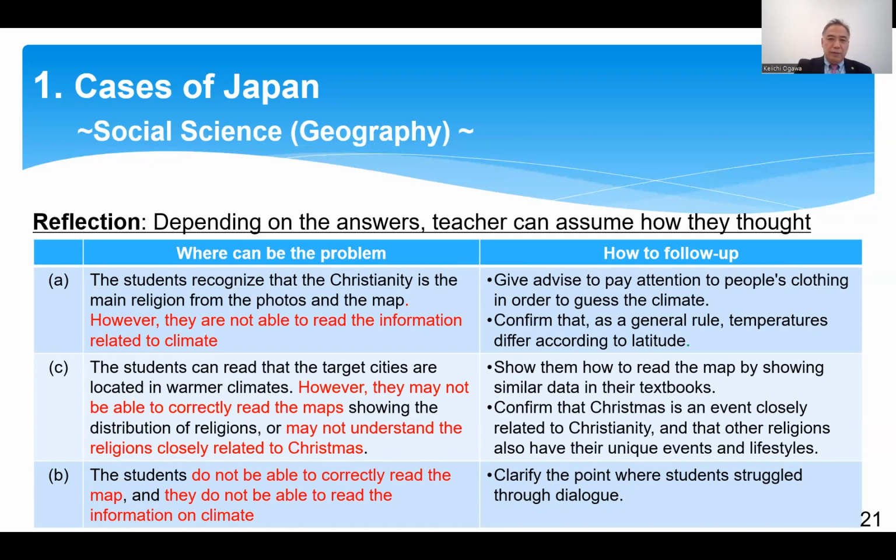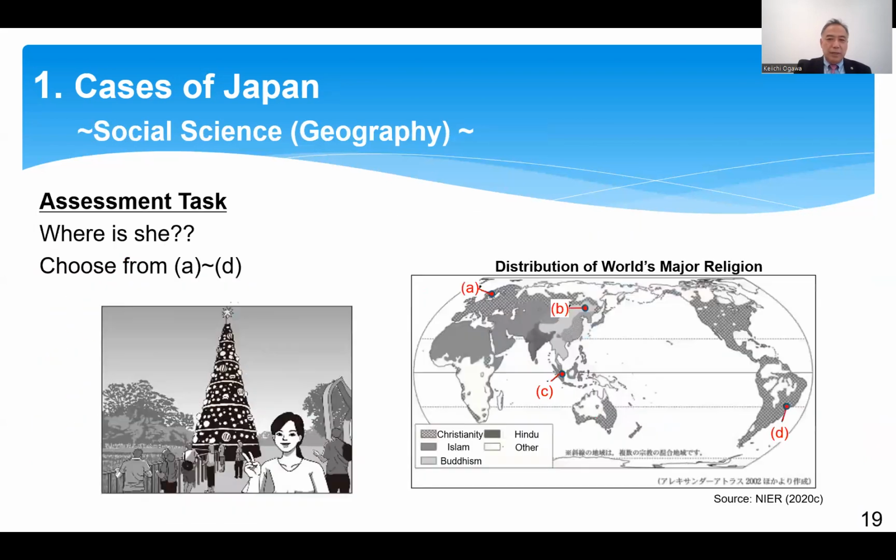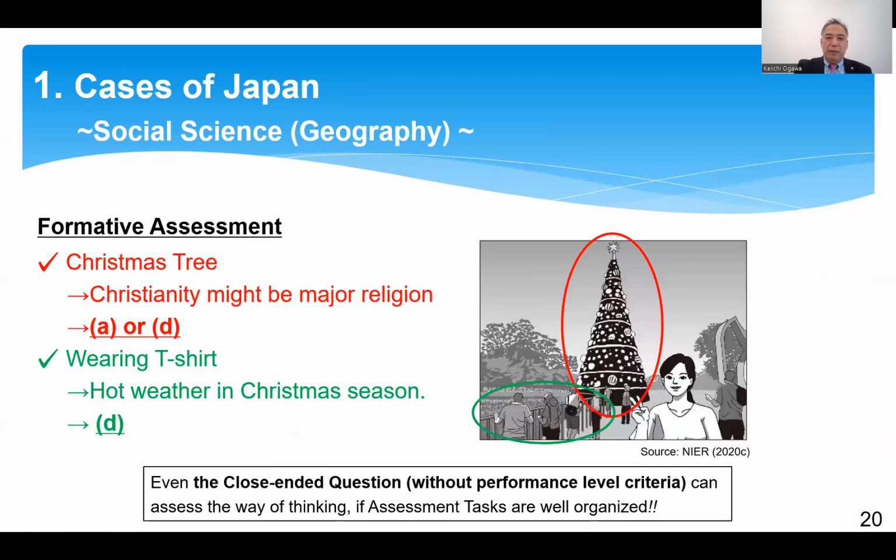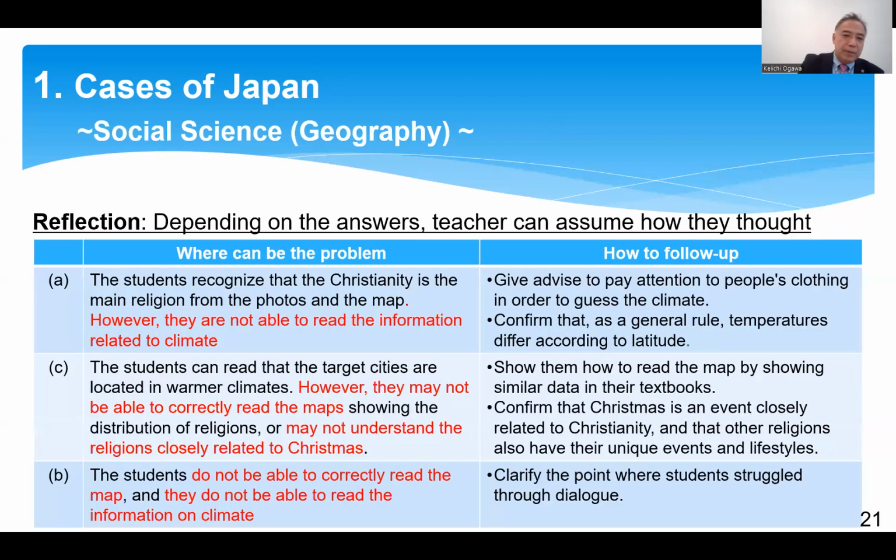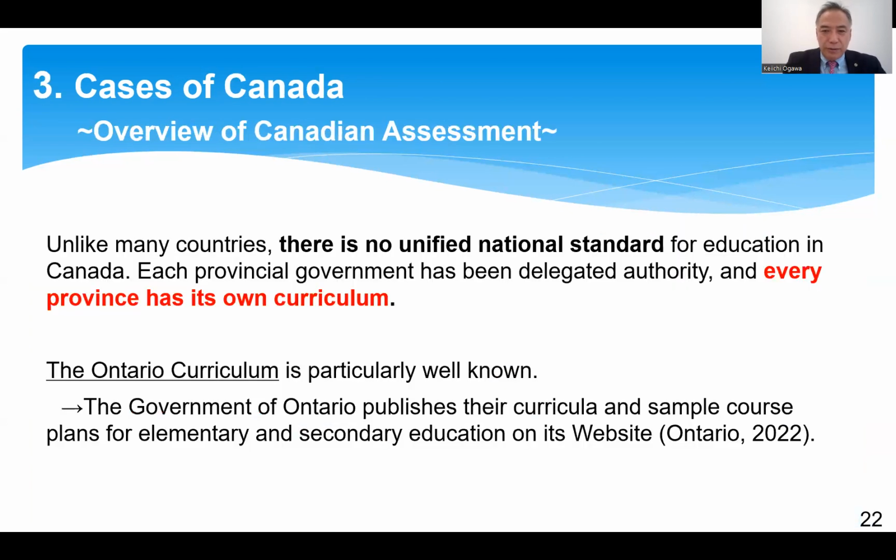So for D, if the student responded D, actually it's a B. Yeah, for B, the problem is that the students are not able to correctly read the maps and do not understand the information on climate. So to follow up, clarify the points where students struggle through dialogues.